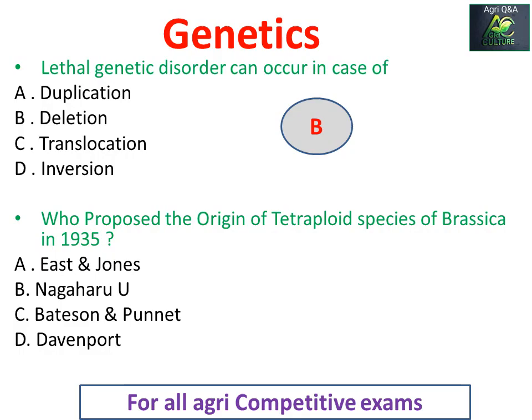Next, who proposed the origin of tetraploid species of Brassica in 1935? East and Jones, Nagaharu, Bateson and Punnett, or Davenport. And the answer is Nagaharu.